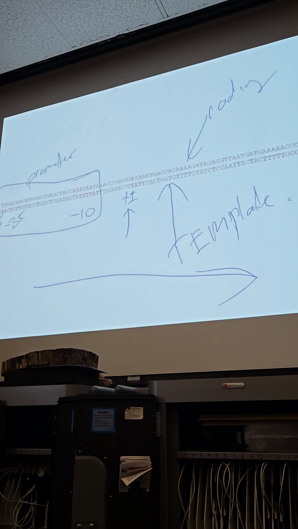In your group, tell me the first 5 nucleotides of the mRNA.